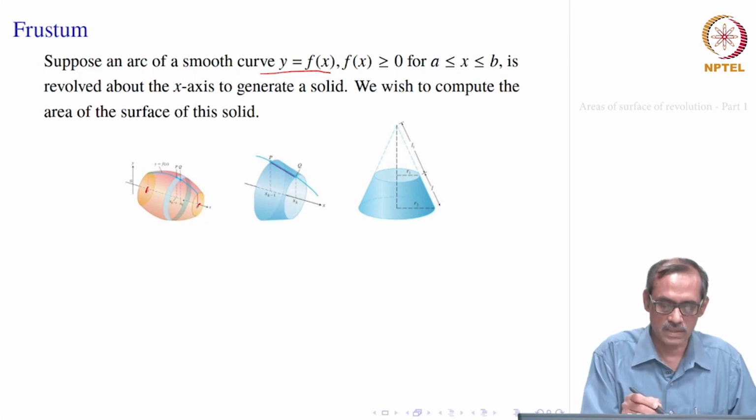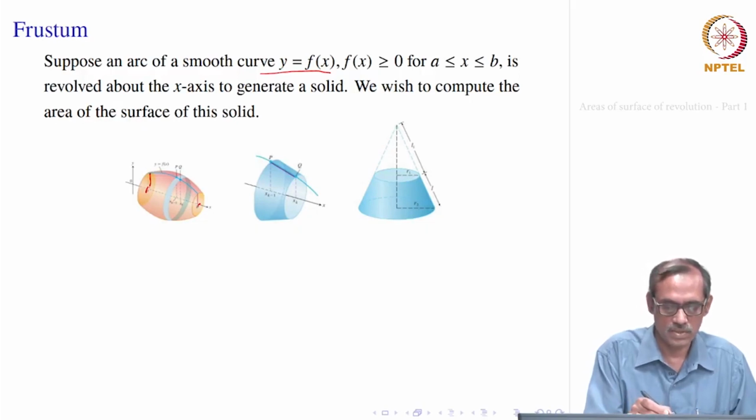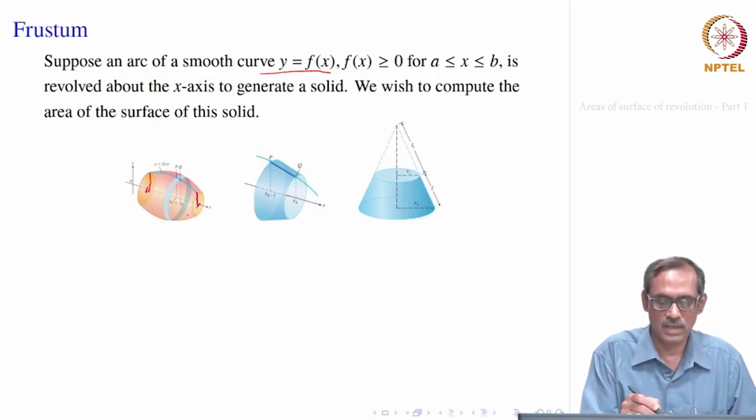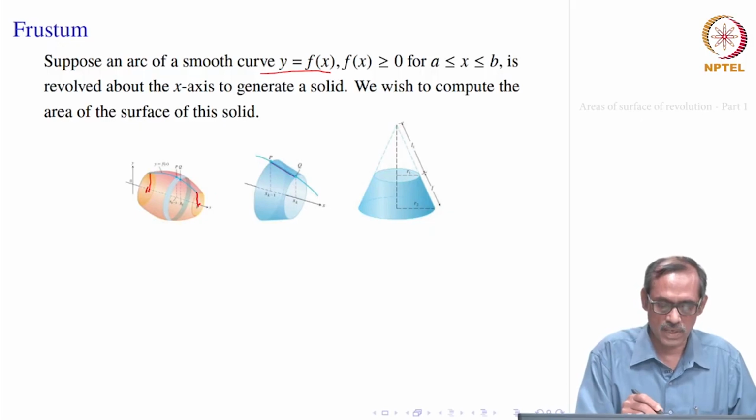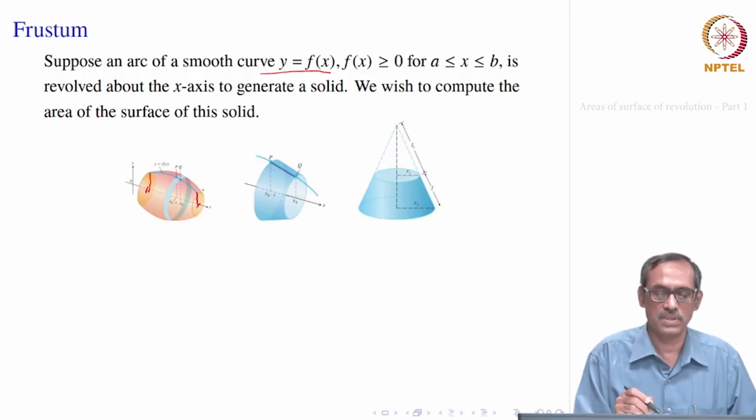So, you get a solid, it is not really a full solid, it is a hollow one. Anyway, even if you take this region and revolve it around the x axis, you would get the solid, but we are interested only in the surface. So, we just take that the curve is revolved around the x axis. So, this hollow solid has a surface, and we want to compute the area of this surface.